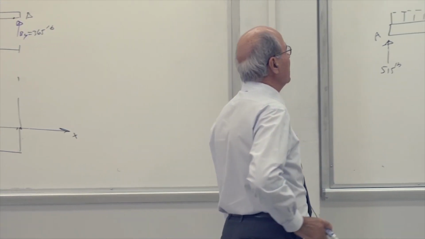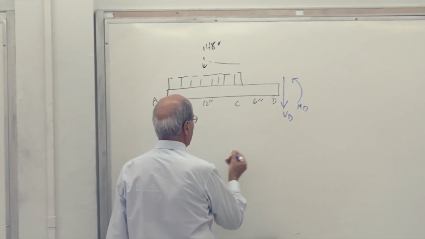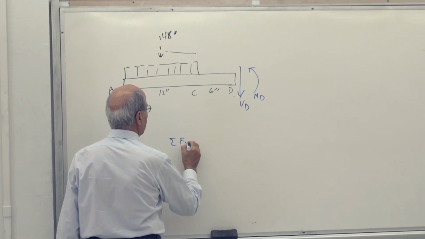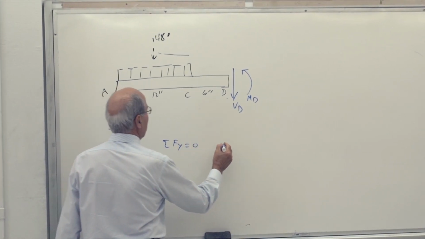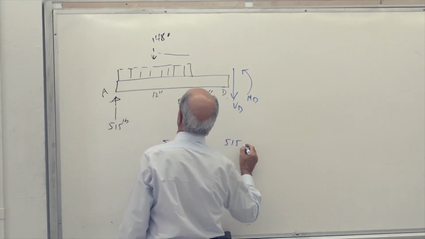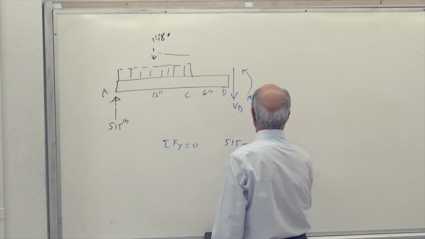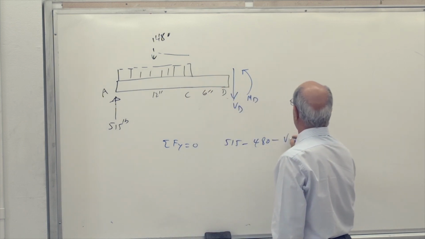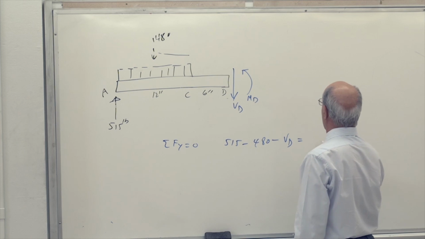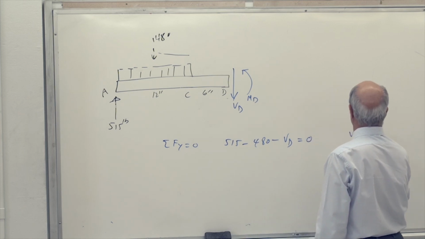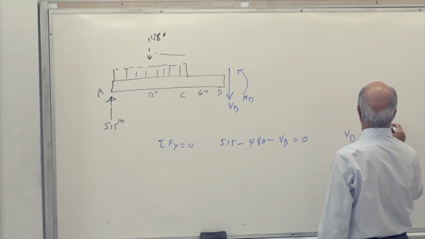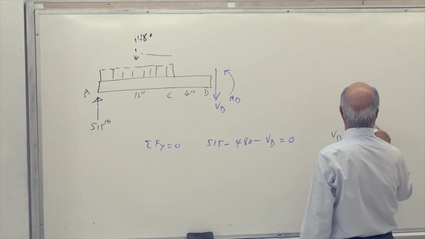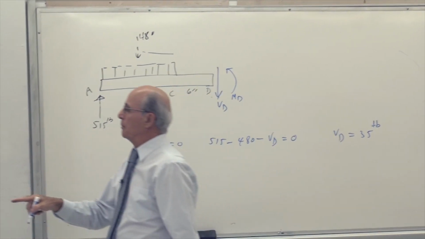Yep. Okay. So what do we get this time? So I do it in blue. Sigma Fy equal to 0. This time, notice we have 515. Minus 480. Nothing else added. Minus shear at D, and therefore equal to 0. Shear at D becomes, again, the same 35 pound. Notice we had done that by inspection.